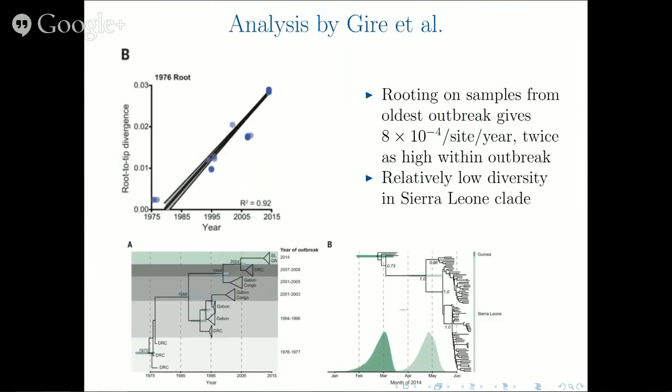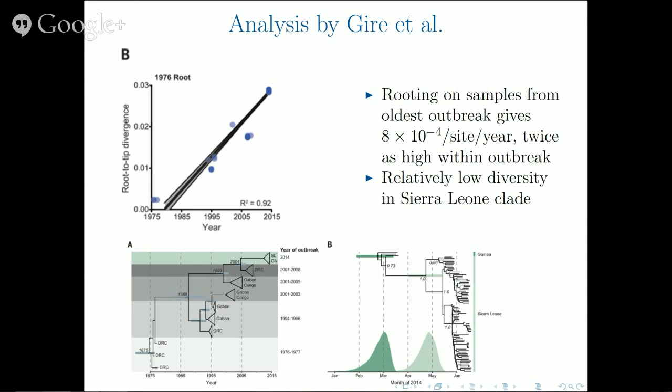So in the original analysis by Gire et al., they were able to estimate a substitution rate on the order of 1 per 10,000 sites per year. And they found that the substitution rate within the current Ebola epidemic is about twice as high, which is possibly a consequence of purifying selection and adaptation to a new host species.